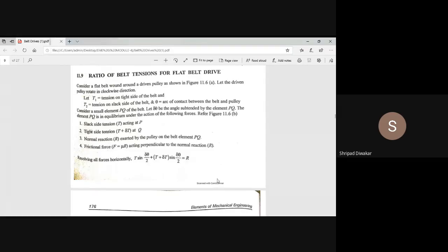The second derivation we did was the length of cross belt drive, that is L equals 2C plus pi into (R1 plus R2) plus (R1 plus R2) whole square divided by C, where C is the inter-distance. One more important derivation is called the ratio of belt tension. As we discussed, in the open belt drive we have two sides, one is the tight side and one is the loose or slack side. We are going to find the ratio T1 by T2, that is the meaning of ratio of belt tension.